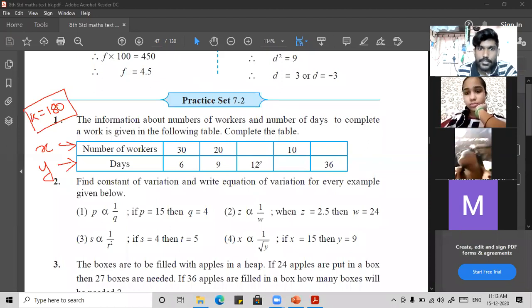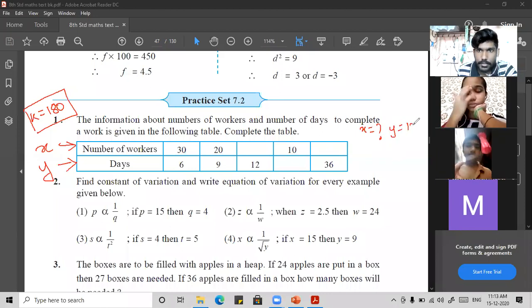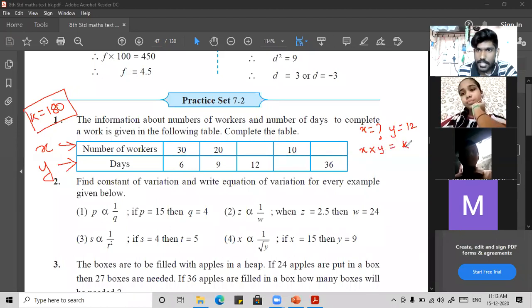Now if you see first, X we do not know, but the value of Y we know, that is 12. Now we'll use the constant of variation and the equation. Our equation was X into Y is equal to K. Value of X we do not know, keep X as the variable. Value of Y we know it is 12, and value of K we found out, that is 180.